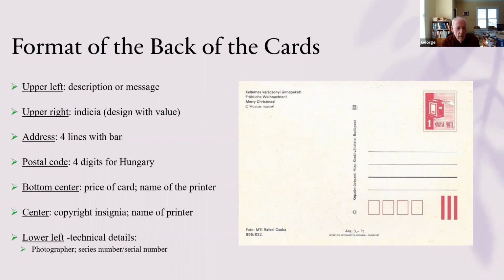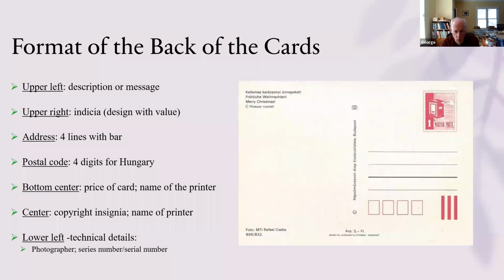Address, postal code. The bottom center is one of the key things where some of the different types of varieties are listed, and it gives the price of the card, as well as often the name of the printer. The name of the printer and copyright are in the vertical bar in the center, and the lower left gives technical details. You'll notice that this card, one of the original series, one forint, that was the basic rate for a domestic postal card in the early 80s, but the cost of the card was 3 forint. I think in all cases, the cost of the card to a buyer was in excess of the postage required to send it.